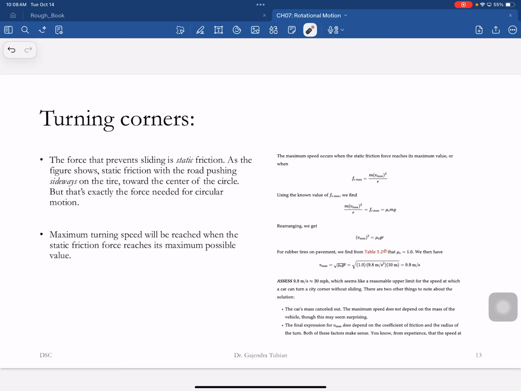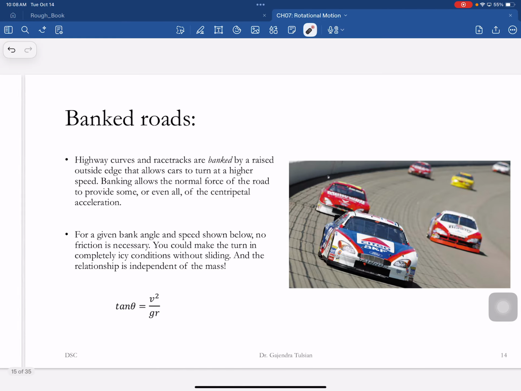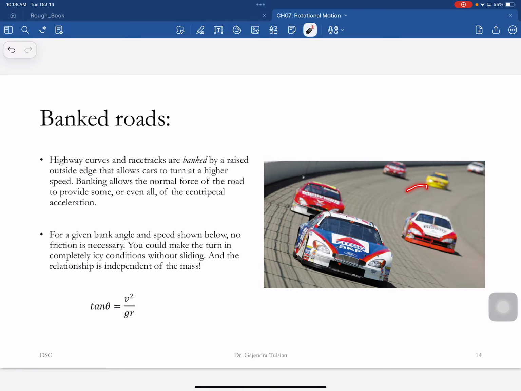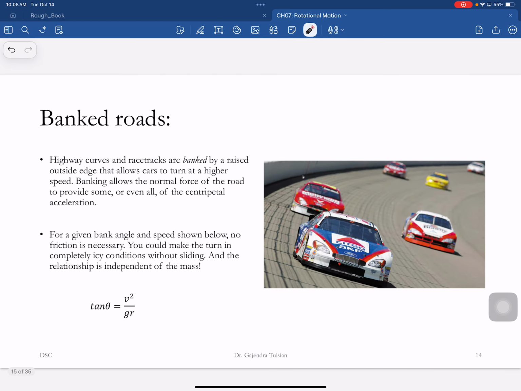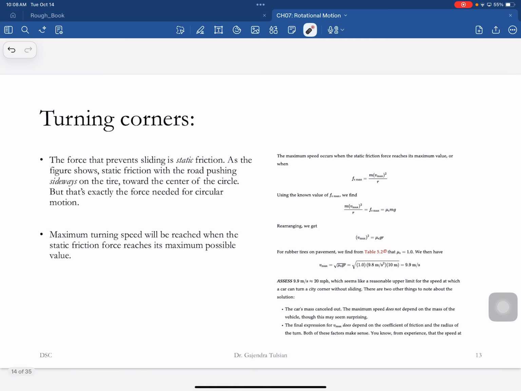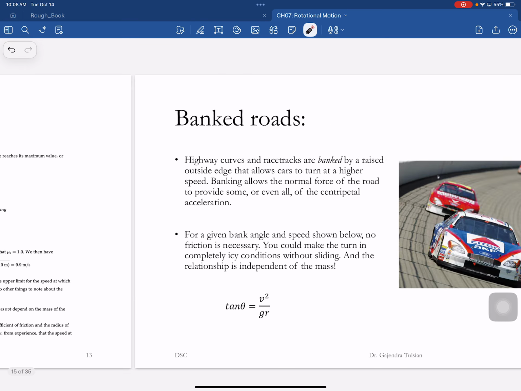All right, so there is the maximum speed for making corners. This is the maximum speed you can go at, determined by the stickiness of the tires. What if you want to make a turn faster? Of course, you want to do that in races. So what you have to do is bank the road. And this will allow you to make the turn faster for the same radius. Let's see how that happens.